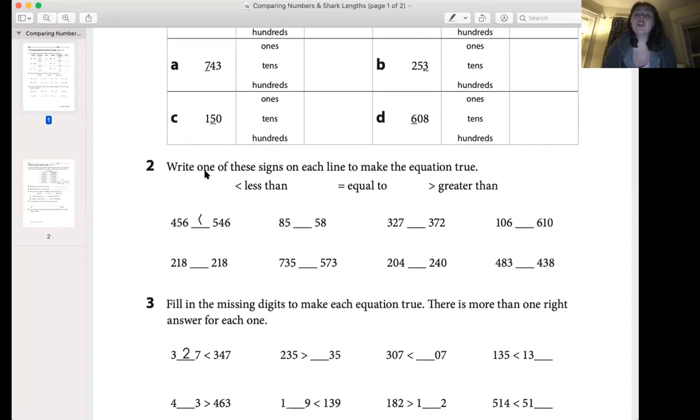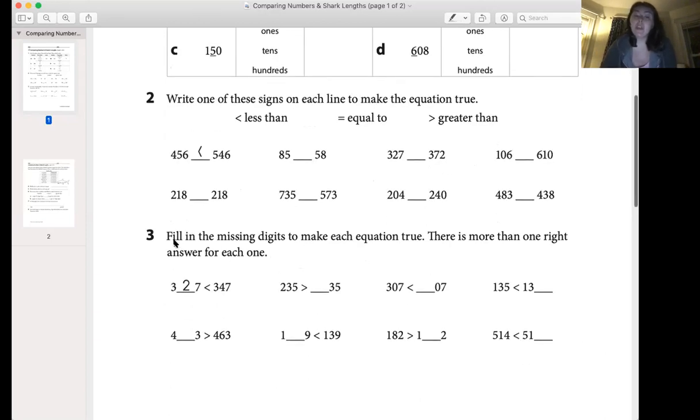Then here, you're going to write one of the signs on each line to make the equation true. So remember, you're either using less than, equal to, meaning the same, or greater than. Remember, your alligator is always going to eat the bigger number. So start at your biggest place value and work your way back.